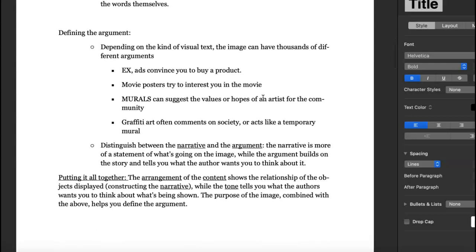When you're thinking about defining your argument, making your thesis, what is my main point for analyzing this, images can have thousands of different arguments. It's up to you to figure out which arguments you want to make more prominent.